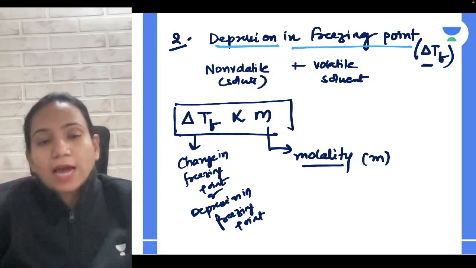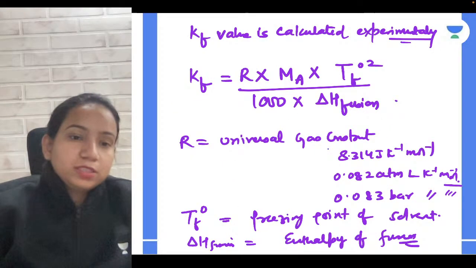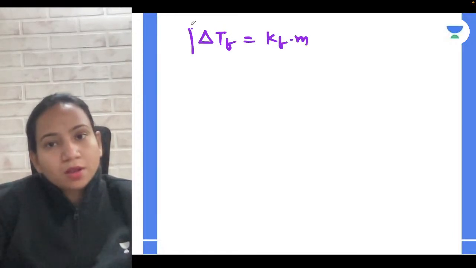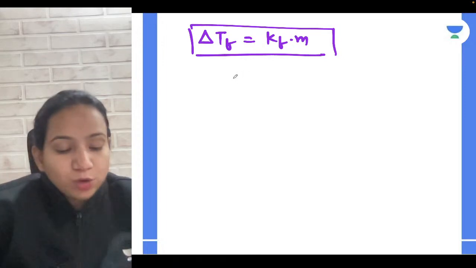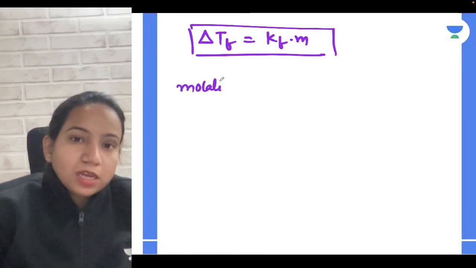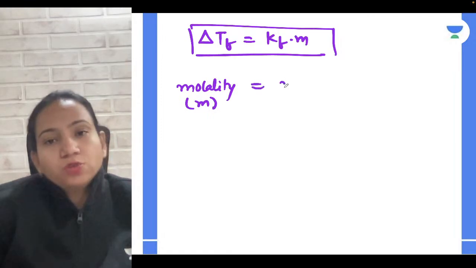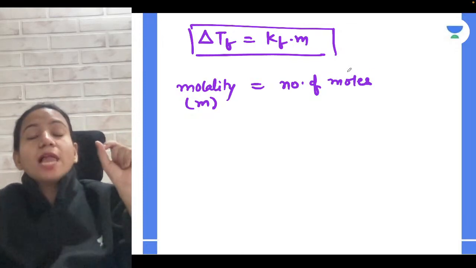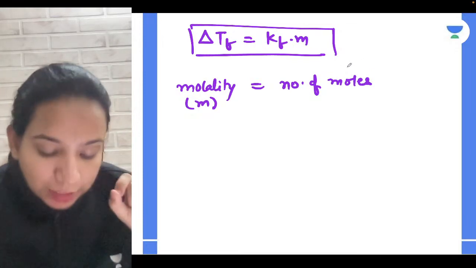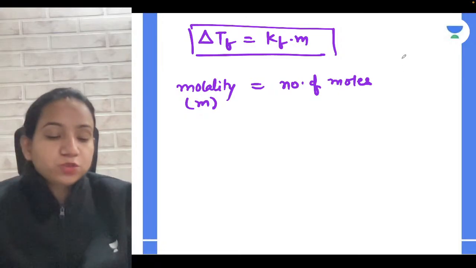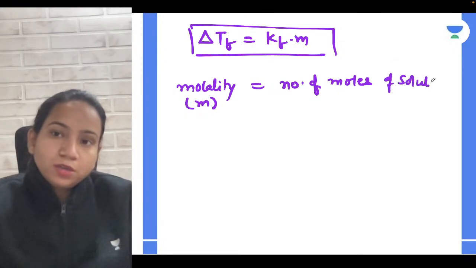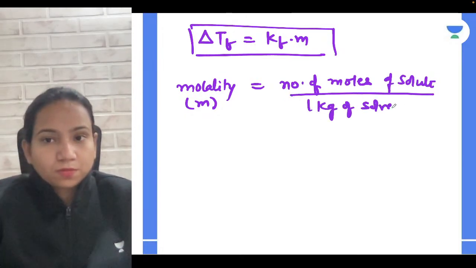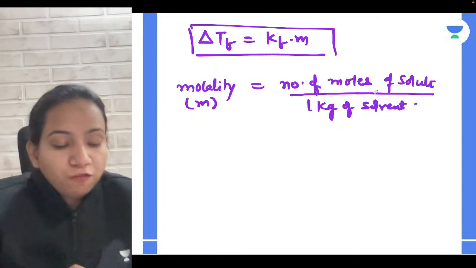What is M, guys? M is molality. How do you define it? You know that delta Tf is equal to Kf dot M. Now what is M? M is molality. Molality is the number of moles of solute dissolved in 1 kg of solvent. This is the difference between molarity and molality. Remember, we take molality over here. The number of moles of solute dissolved in 1 kg of solvent.